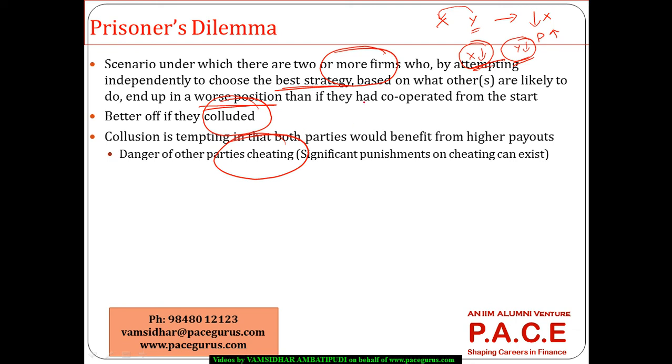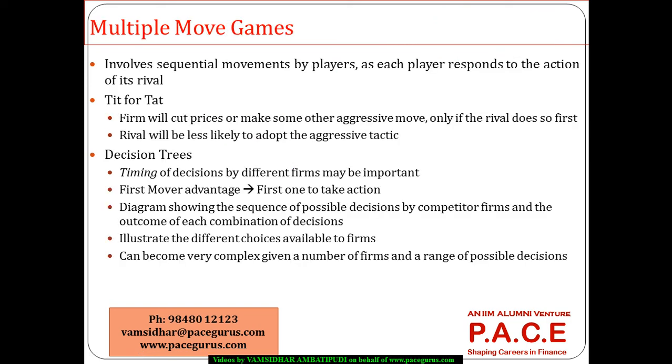If they had colluded without cheating each other, they could have ended in a much better solution. But with the cheating, both of them can go much worse off. That is the situation which a prisoner's dilemma brings into the picture. And apart from individual move games, we also talk about multiple move games.